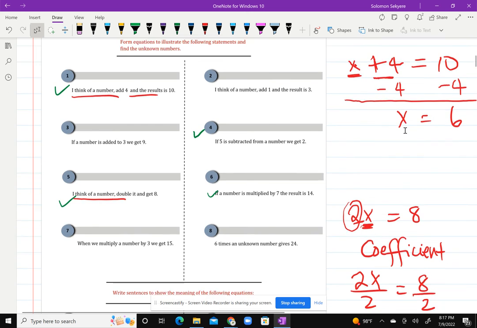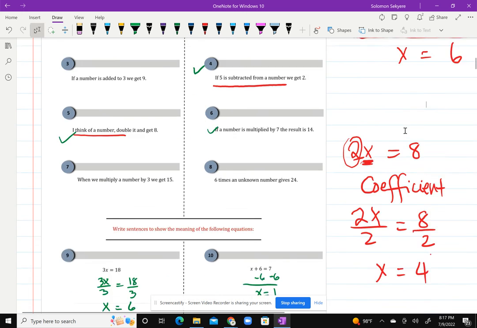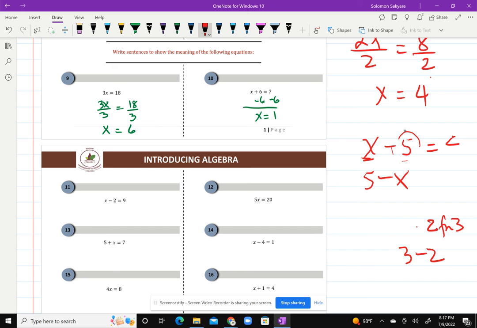I've taught you another one-step equation. What if you think of a number and then 5 is subtracted from the number? We get 2. Let's do that one. So x minus 5 equals 2. Don't write 5 minus x. 5 is subtracted from the number. It's like 2 subtracted from 3 is 3 minus 2. You write the 3 first, and then the 2 next. So 5 subtracted from the number is x minus 5.